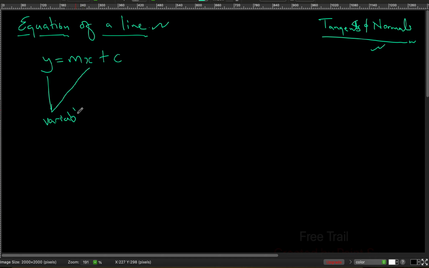So these values change from time to time, so we don't need to worry much about them, but we need to know that they change. But we need to find the value of m, where m is the gradient, and the value of c, where c is the y-intercept. The y-intercept means that this is the point at which the straight line cuts the y-axis.